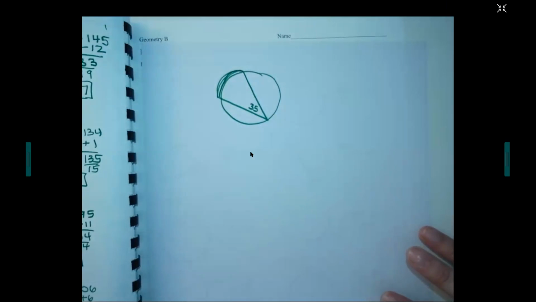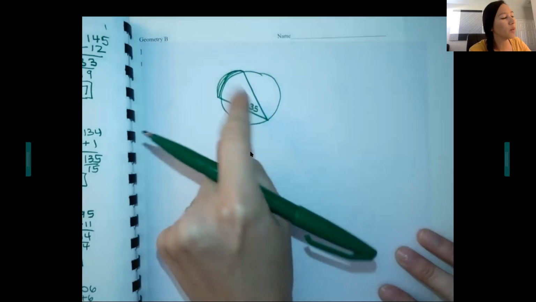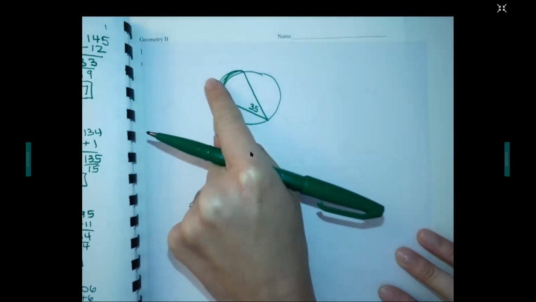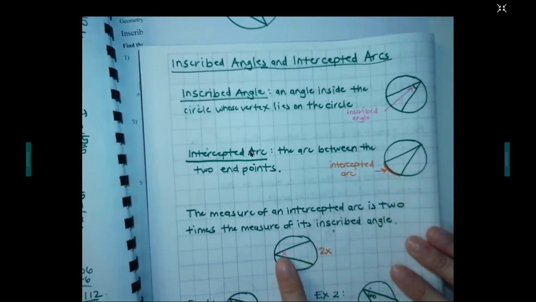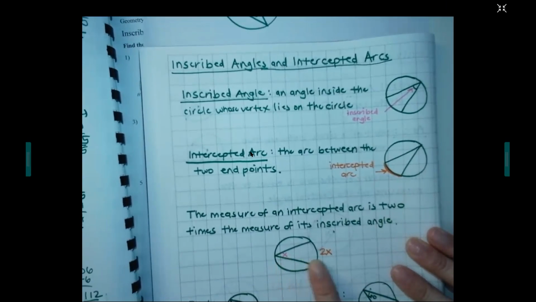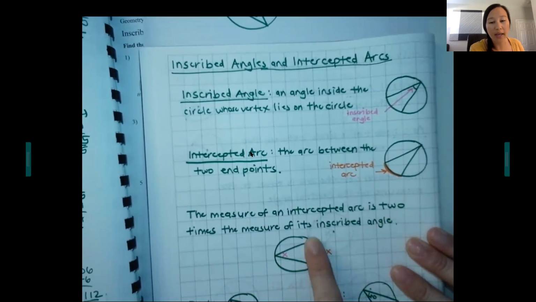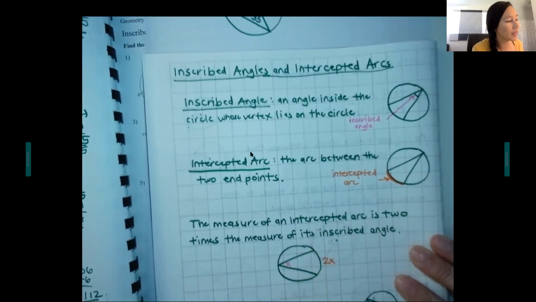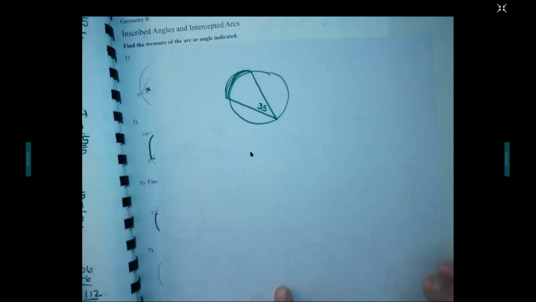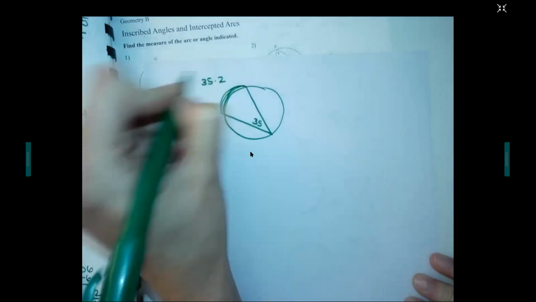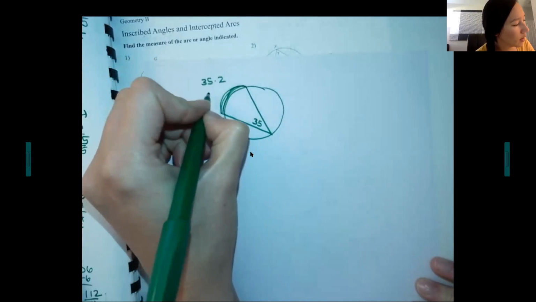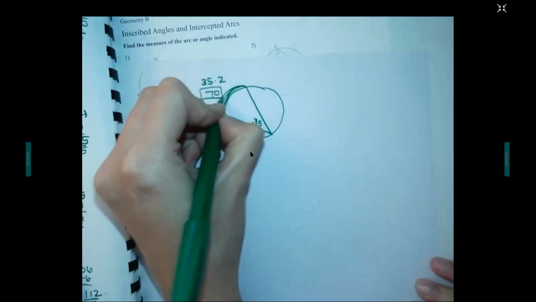Would it be 35 also? What did we say the relation was? Did we say that they were equal? We just said, well, yes. If the angle's x, then the arc is 2 times that. It's double. Oh, it would be 35 times 2. Right, which is 70.